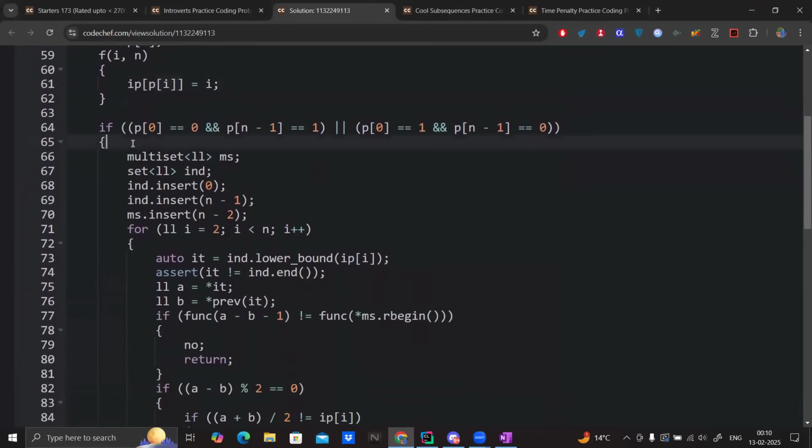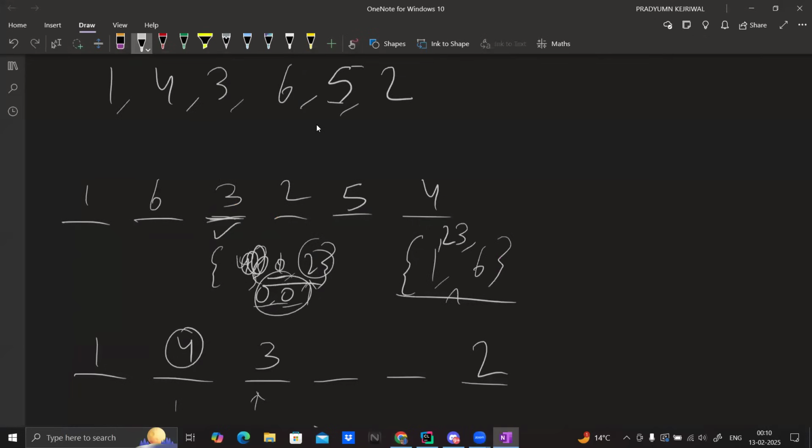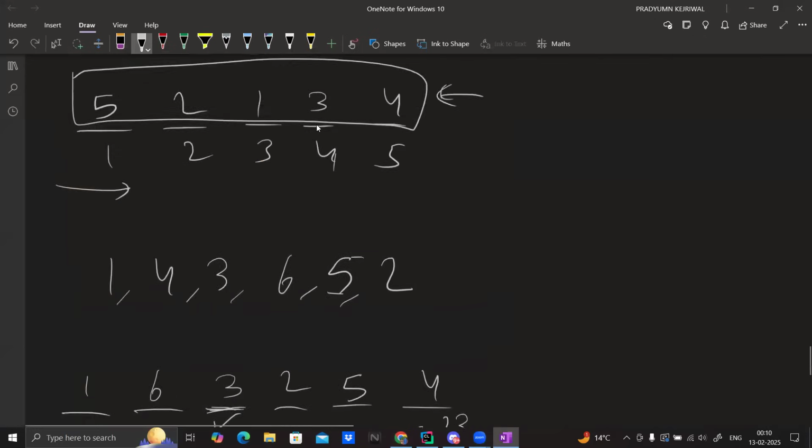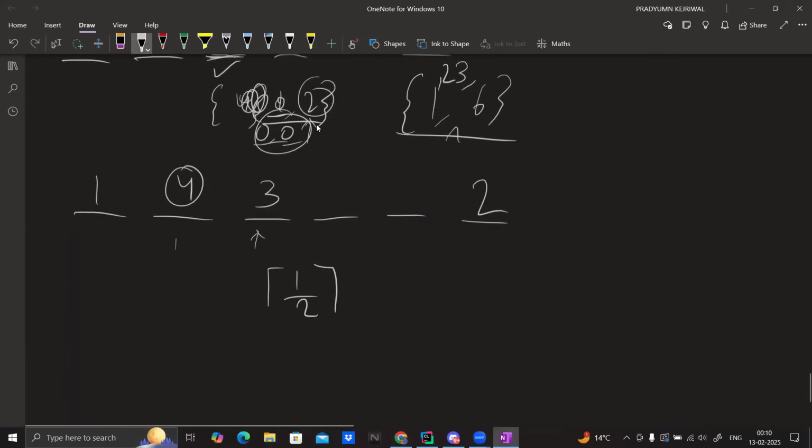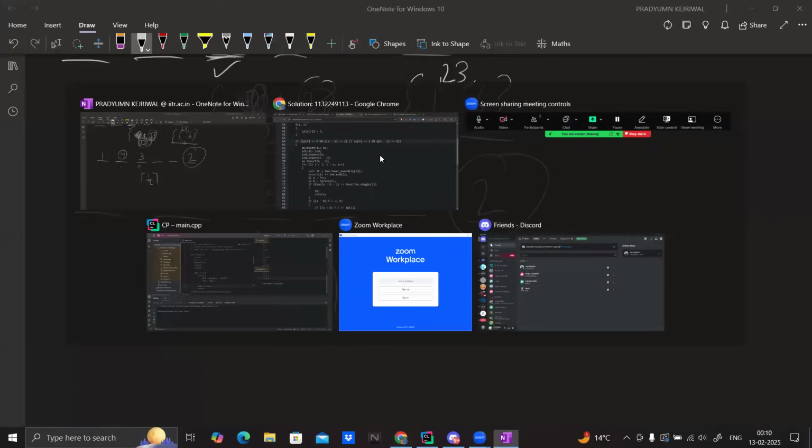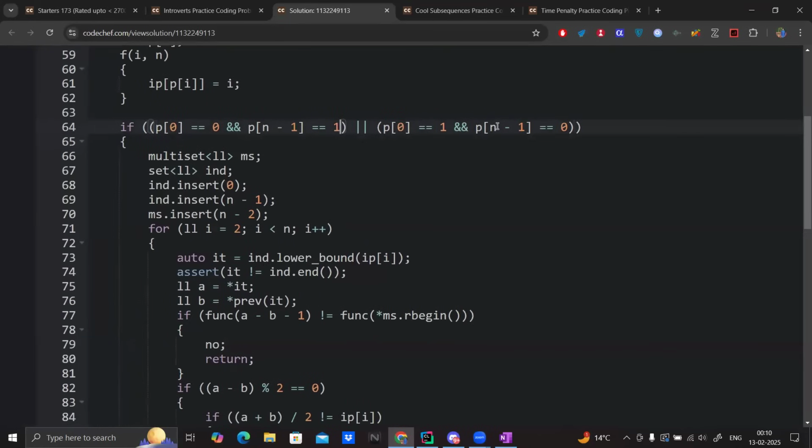Now, if P0 equals 0 and P of n minus 1 equals 1, that means in the starting we have 0 in 0 indexing, and in the end we have 1, then that is fine. Or if in the starting we have 1 and in the ending we have 0, then it is also fine. That's what I check first, and in the else I just print no.